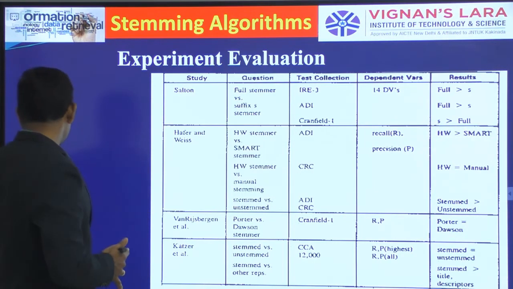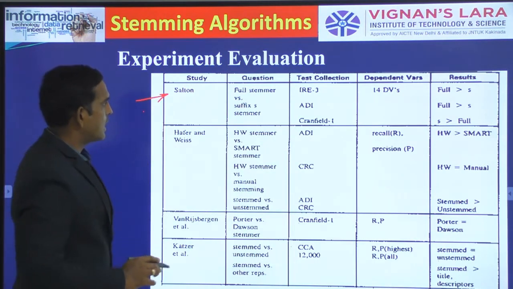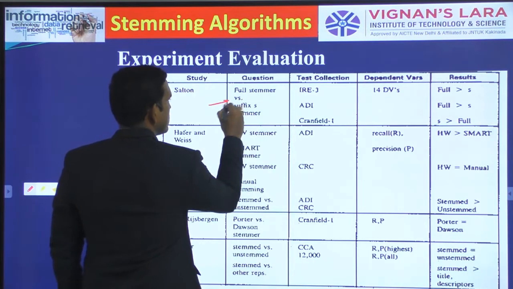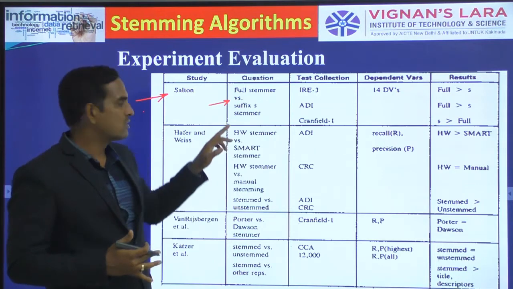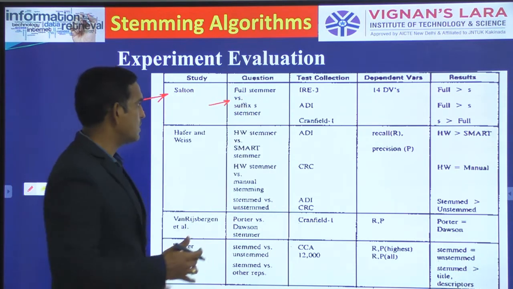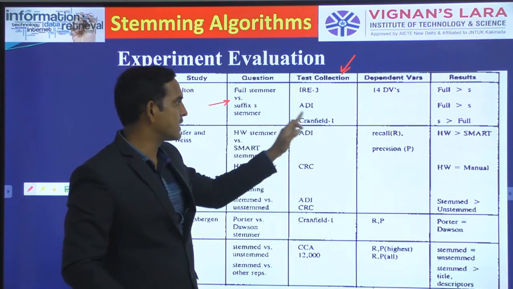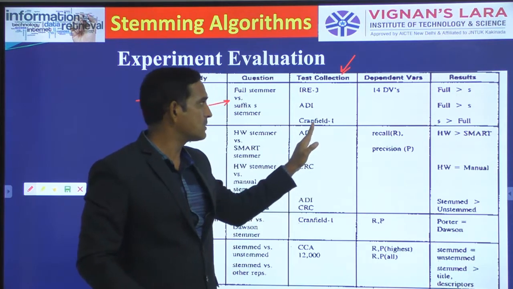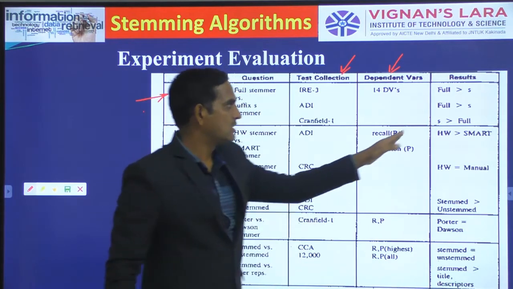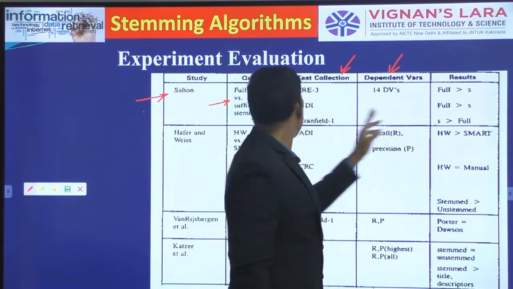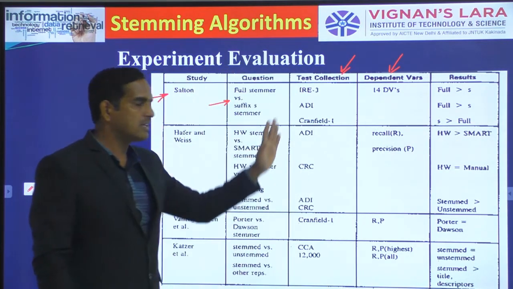This table is from a study by Salton, and the question we are trying to answer is whether a full stemmer is better than a suffix stemmer. To find the answer, we have taken some data sets, that is the IRE3 data set, the ADI data set, and the Cranfield data set, with 14 dependent values. And this is the result: the full stemmer is better than the suffix removal stemmer in this particular result.